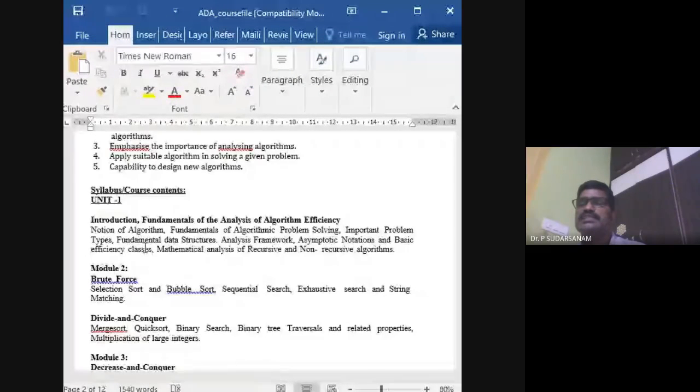Mathematical analysis is what I told you in today's class for recursive problems, the Fibonacci series: how to write the general equations, how to prove that equation, and how many times the statement has been executed. That is the recursive and non-recursive problems.